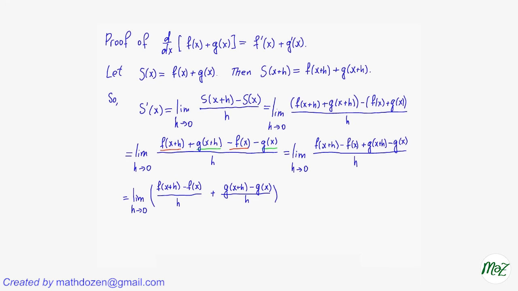And then we split that into two limits. Limit of the first fraction plus the limit of the second fraction. And this is exactly the limit of the difference quotient for f and the limit of the difference quotient for g. So that is f prime of x plus g prime of x.